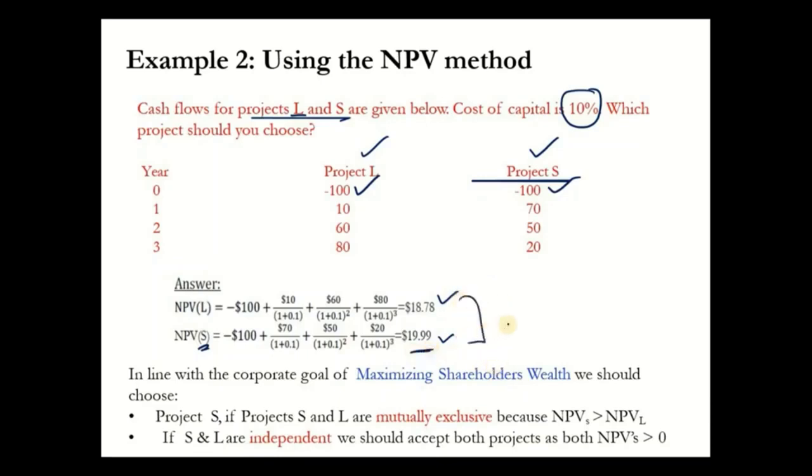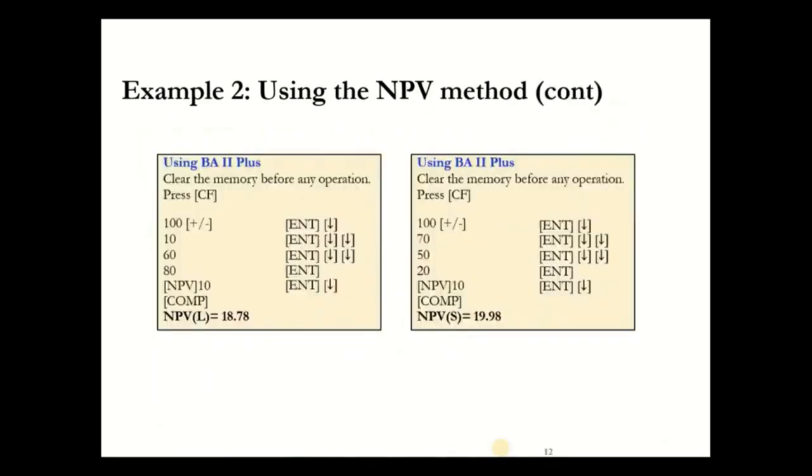But if they are independent projects, we can select both, right? But if they are mutually exclusive, we will select the best one. So shareholders' wealth will be maximized more with project S. And remember the last statement: if L and S are independent, we can accept both projects because their NPVs are positive, or greater than 0. And these are the financial calculator guides, so you can use them with your financial calculator and you will get the answer.